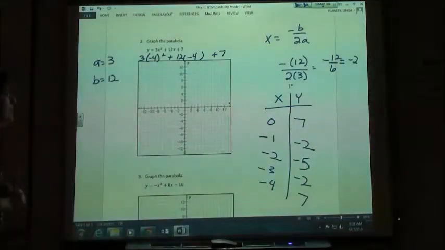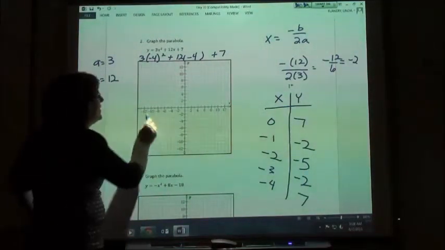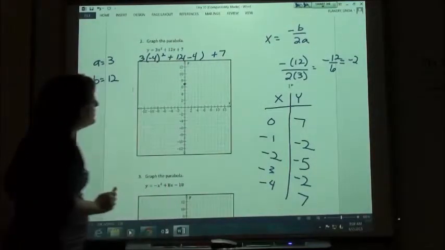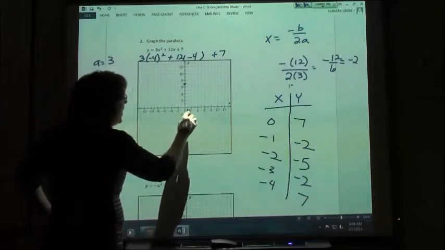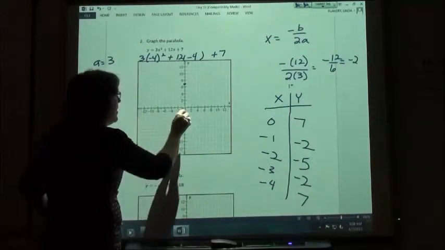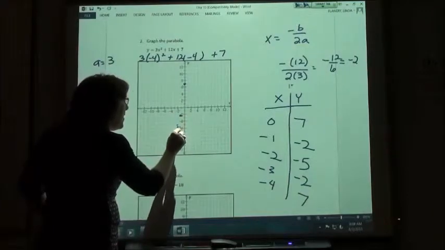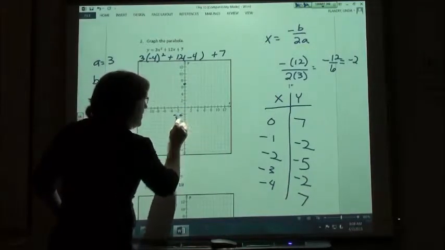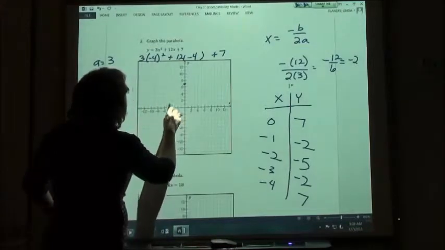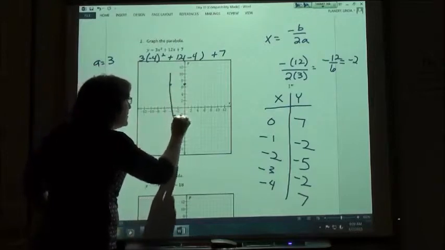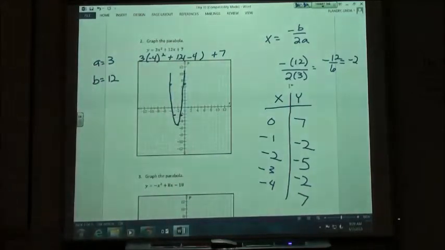in our table. So now we can plot our points. 0 over, up 7 should be right on our y line at 7. Then we have negative 1, negative 2, so over 1, down 2. Negative 2, negative 5. Negative 3, negative 2, and negative 4 is up at positive 7. And when we connect our dots again, we'll have that big skinny U shape called a parabola.